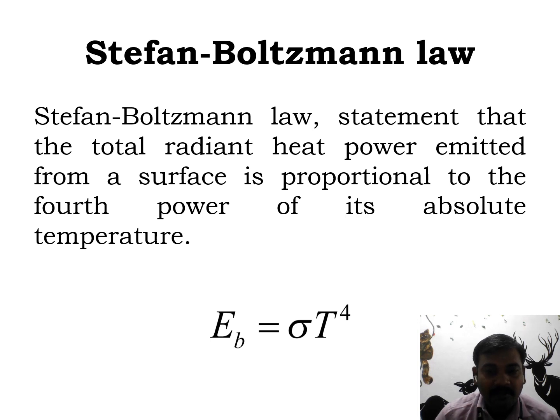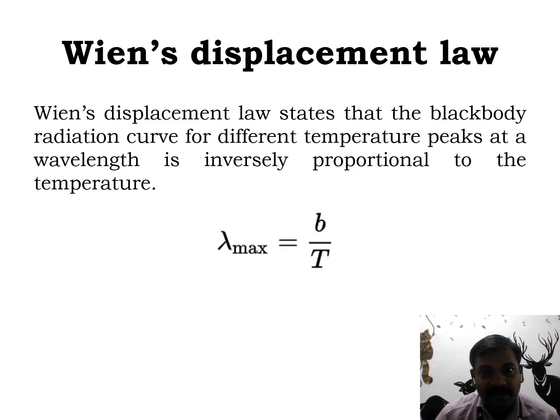And the Stefan-Boltzmann law for radiation states that the total radiant heat energy emitted from a surface is proportional to the fourth power of its absolute temperature. The mathematical formula is E equals sigma T to the power 4. Then Wien's displacement law states that the black body radiation curves for different temperatures peak at a wavelength which is inversely proportional to the temperature. Lambda max equals B by T.